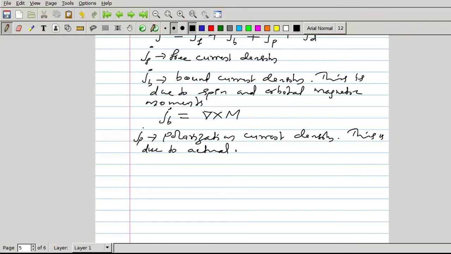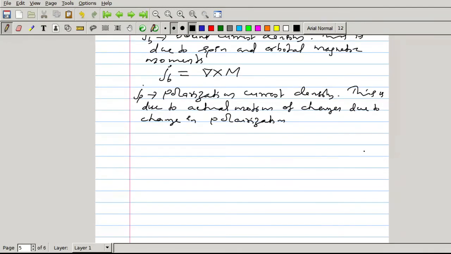This is due to actual motion of charges due to change in polarization. If you change the polarization, then there will be a separation of charges. Charge will move actually. Due to that separation of charges, the charge is moving and a current is produced. That current density is called polarization current density. And that polarization current density is given by dou P by dou T.